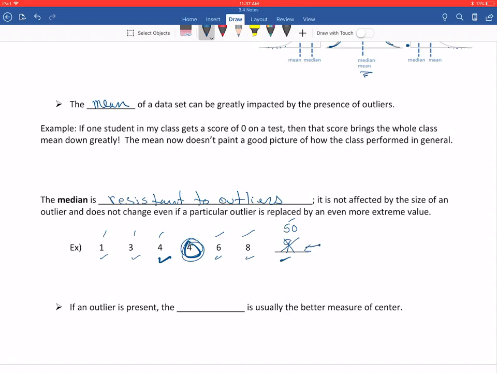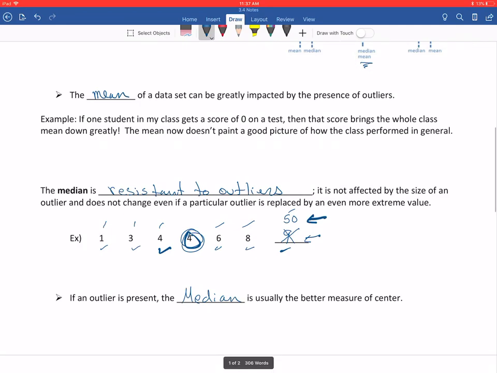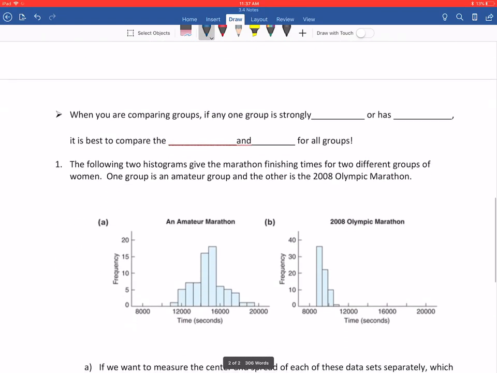However, if we were to have calculated the average with the 9, that would have been a much lower value than calculating the average with the 50 included in there. So if you have an outlier present, you really want to stick with the median. It's a better measure of center because it's resistant to those outliers. It doesn't get pulled back and forth.